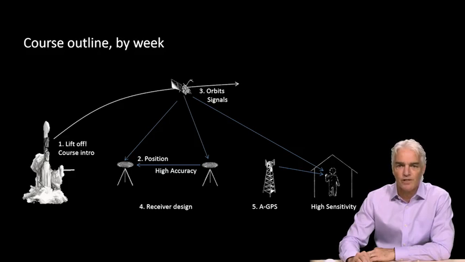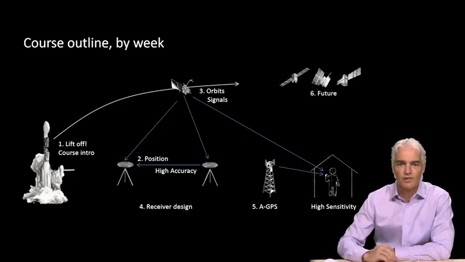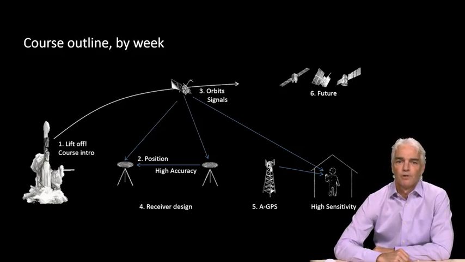Finally, in week 6, we will look at future GNSS, including other GPS-like systems such as GLONASS from Russia, Beidou from China, Galileo from Europe, QZSS from Japan, and IRNSS from India. The goal is to understand the similarities to and differences from GPS. We will also learn about GPS-3, the future GPS system from the United States.